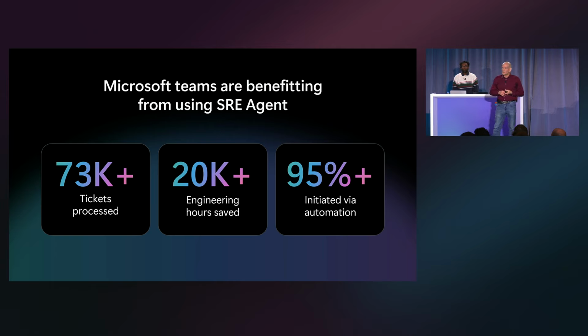So there's significant savings in time, allowing our engineers to focus on value-added work and on training the agent to be smarter about other types of incidents, so we can do the deep analysis or plan the architecture for the next generation. And 95% initiated via automation. It means that the agent is listening to these tickets come in and going and fixing them.